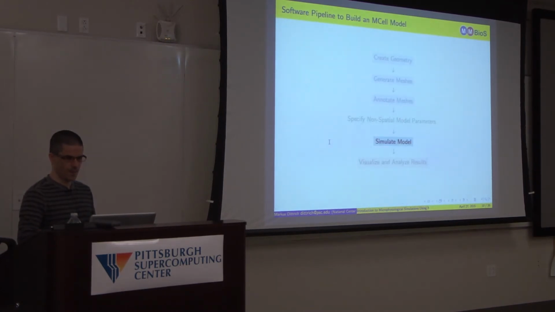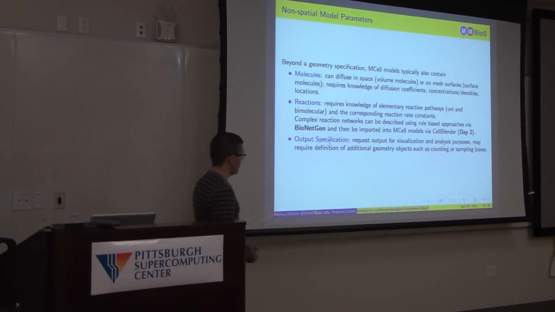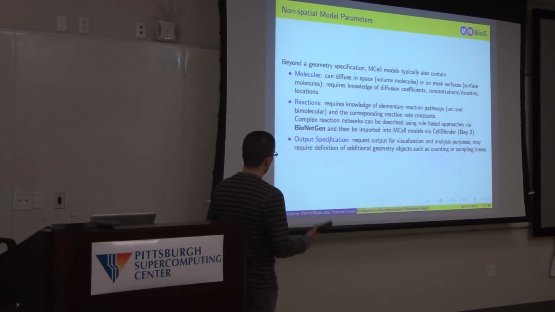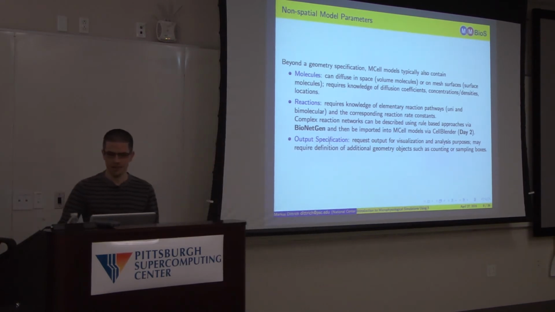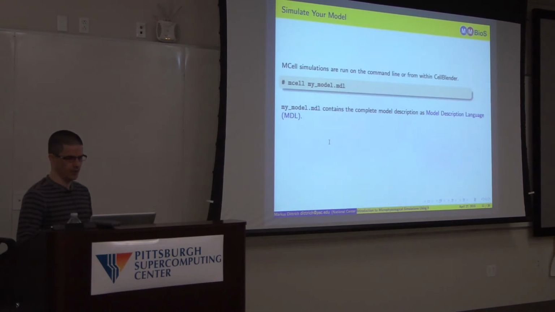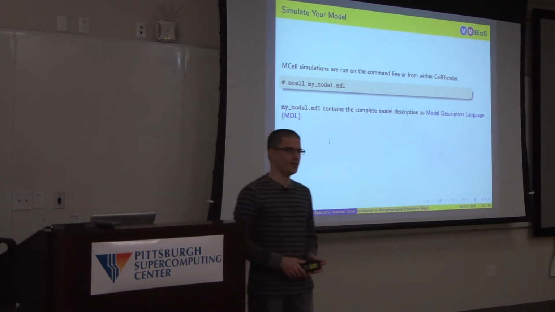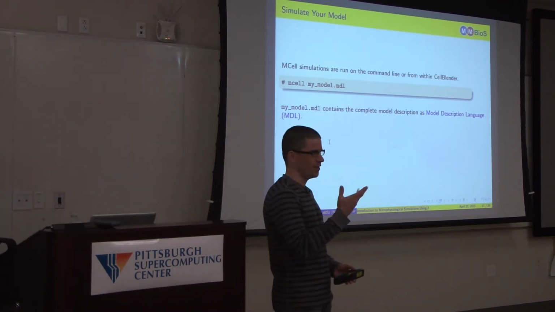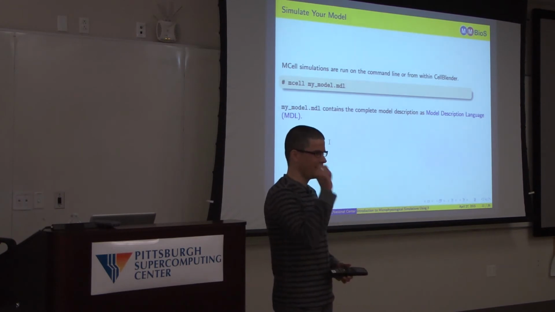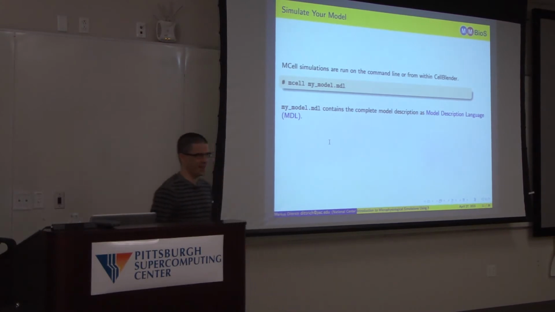Right. So after you have done this, you have defined your molecules, you have told MCell where they are, you have defined your reactions, and you have defined your output. Then the next step is basically just to simulate your model with MCell. One way to do this is to use CellBlender, and you'll do this this afternoon. You can simulate your model in CellBlender by just clicking a button. But if you may be like me, who still likes the command line, you can also run it from the command line.